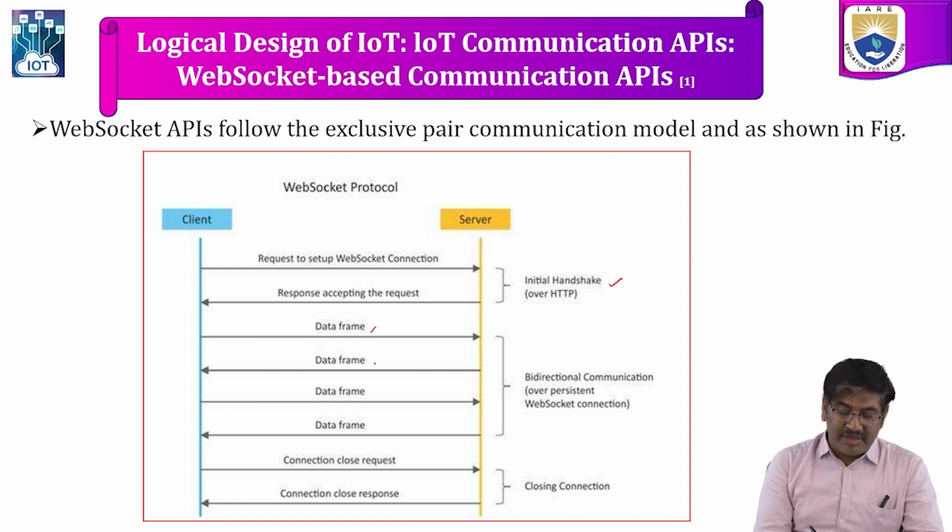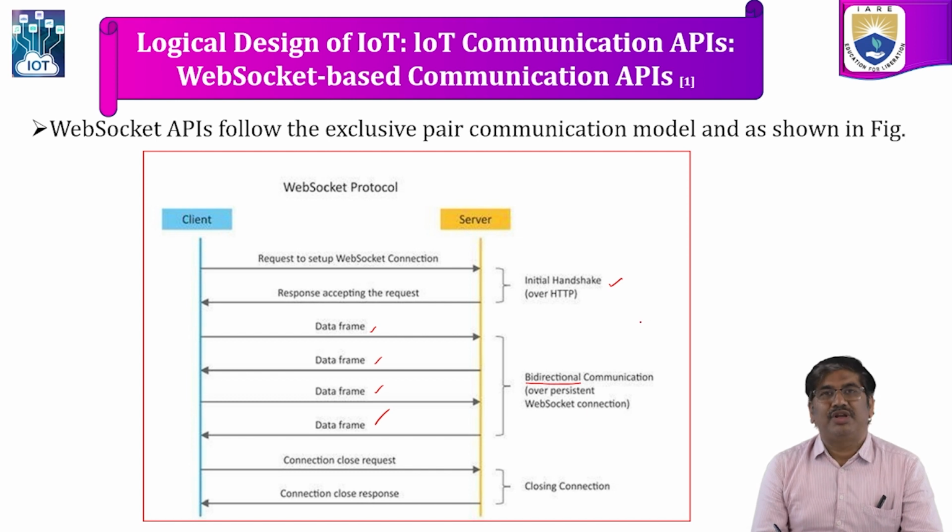Then the data frame exchange takes place between the client and server, where this data frame is a full duplex bidirectional communication. That means both data frames can be exchanged between the client and server at the same instant. Once the data transaction is done, we go for closing the request. So now the client will give a connection close request, and the server will take the request and close the connection.